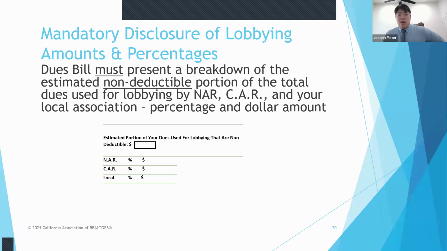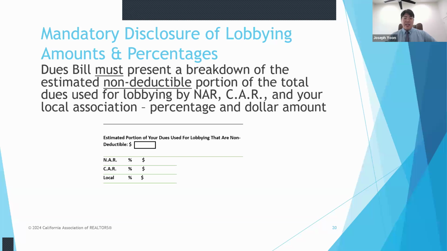Another mandatory disclosure, because your dues bill includes non-deductible political contributions, you're required to present a breakdown of the estimated non-deductible portion of the dues used for lobbying by C.A.R., N.A.R., and by your local association. This is what Keesman referred to earlier, one of the only changes for this coming year. We provided the N.A.R. and C.A.R. breakdowns, both the percentage and the amount in the template, but keep in mind, the local association has to add their breakdown, and we do have a helpful guide on that, as I mentioned in the beginning of the PowerPoint presentation.